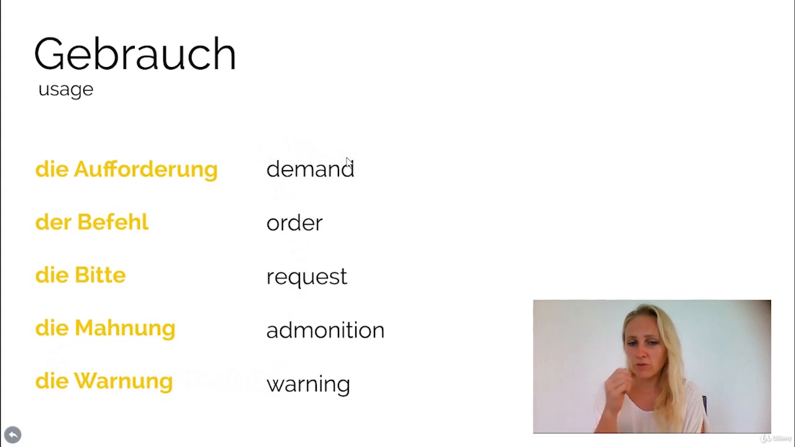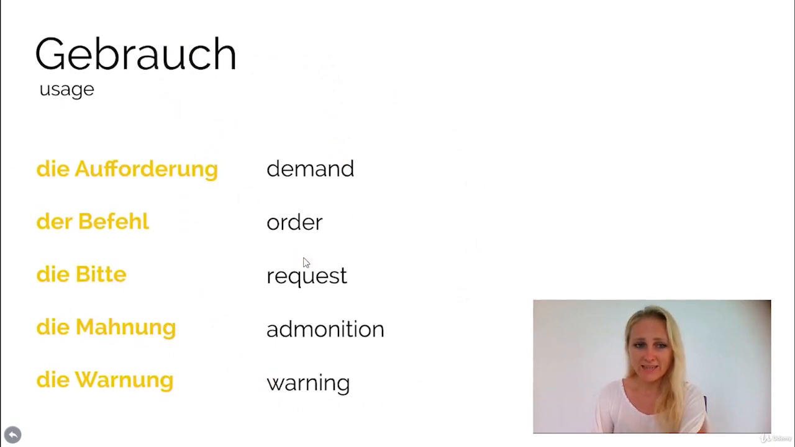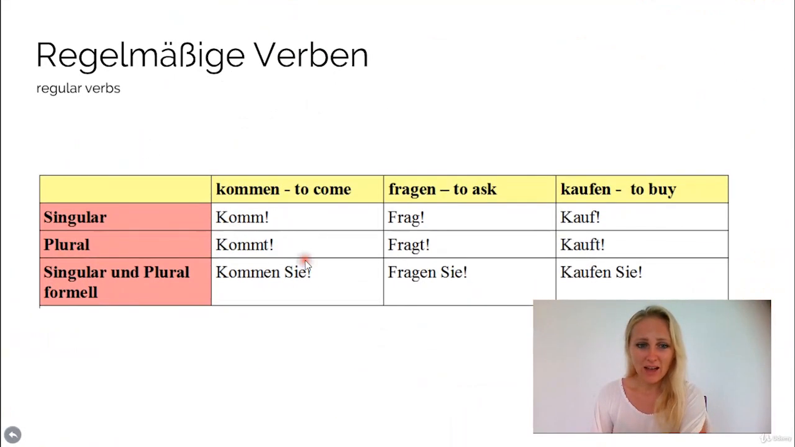So this is what we use in order to give orders, for example, most of the time, saying do this, do that, go here, go there, and so on. This is what the imperative is about. Okay, and there are different situations where we apply that. So let's have a look at how we're forming the imperative in German.